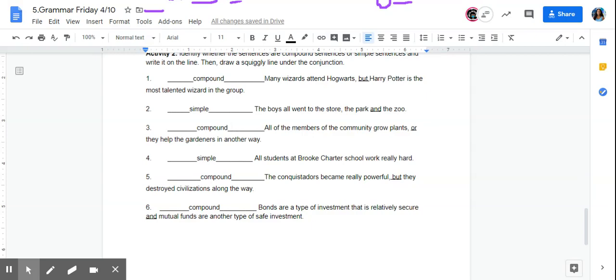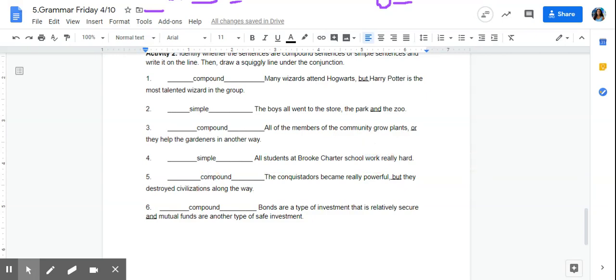Number 4: All students at Brook Charter School work really hard. Again, this was the example that we had earlier, and we said that that was a simple sentence because it has one subject and one predicate.